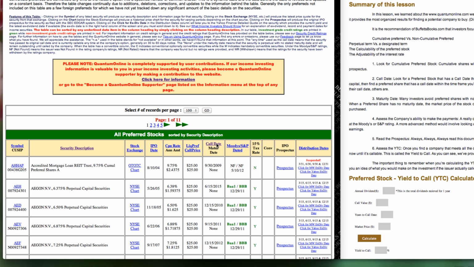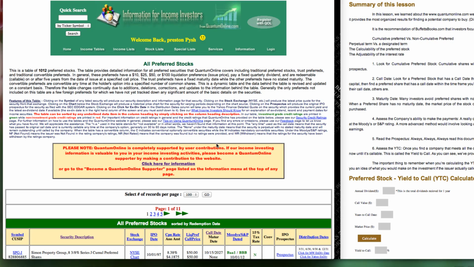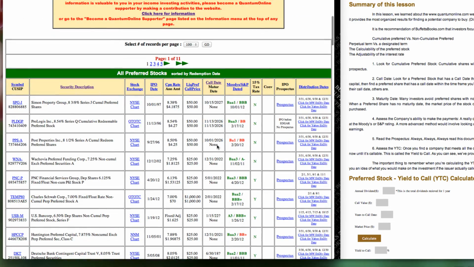So we go ahead and click on call date, and you can see that it pulled up all these securities based off of the longest call dates. And if you would go through the next couple pages, you'd see that the call date keeps decreasing. So here, this very top one is for Simon Property Group. And you can see it has an 8 3/8% yield on the dividend. And this is a cumulative preferred stock, which is good. We'll talk about that in just a second.